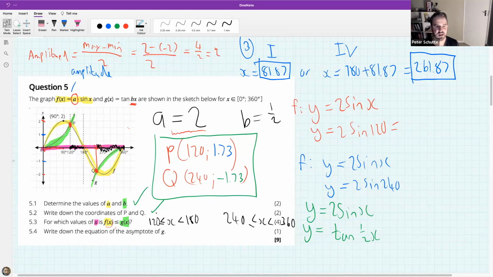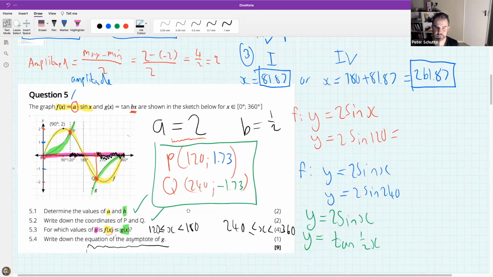Okay, one more, then we're going to have a break. What is the equation of the asymptote of G? So G refers to the green graph. What is the asymptote of the green graph? It looks to me like the asymptote is over here. And so the answer would be X is 180 degrees.